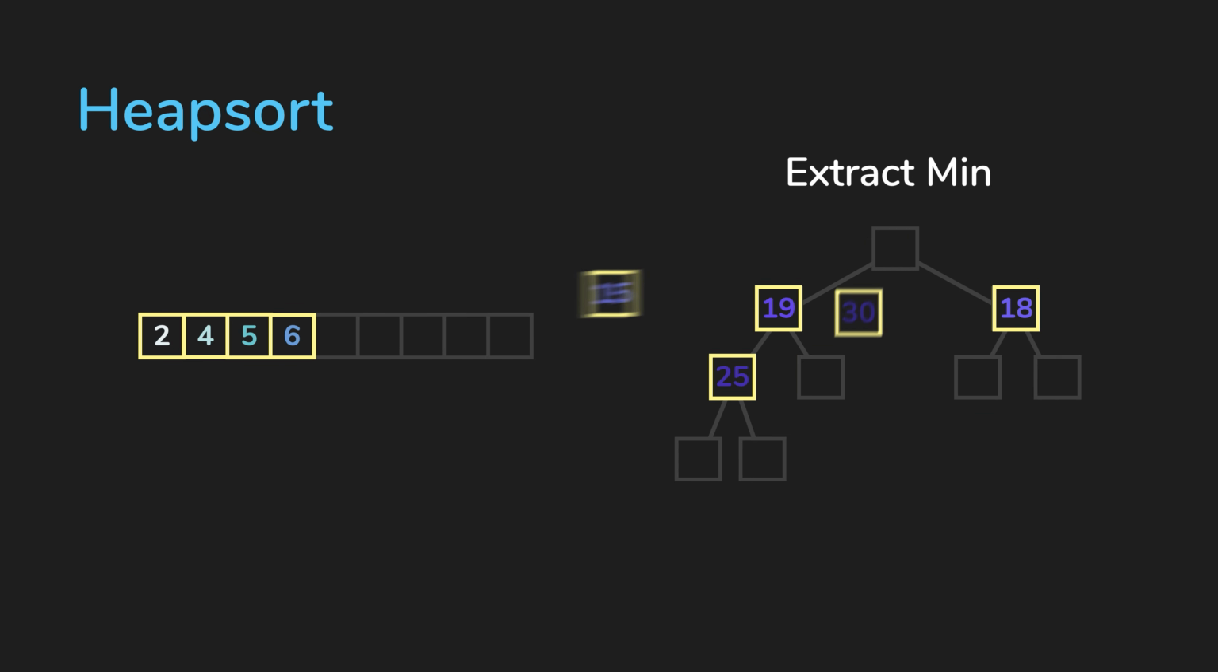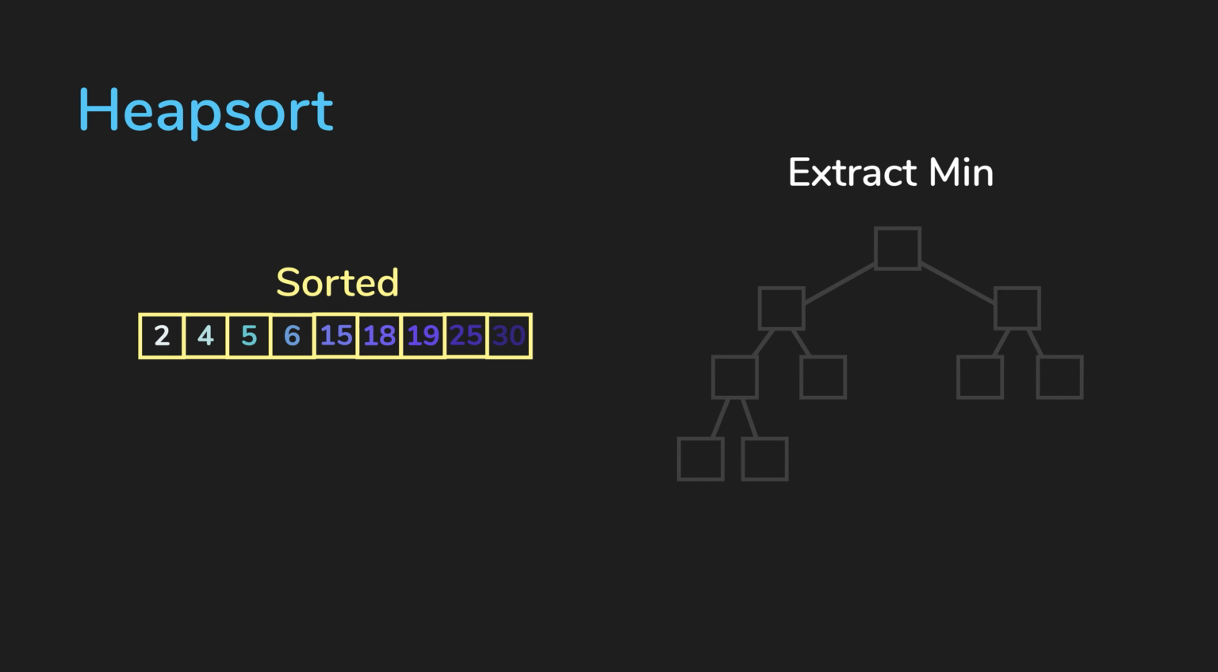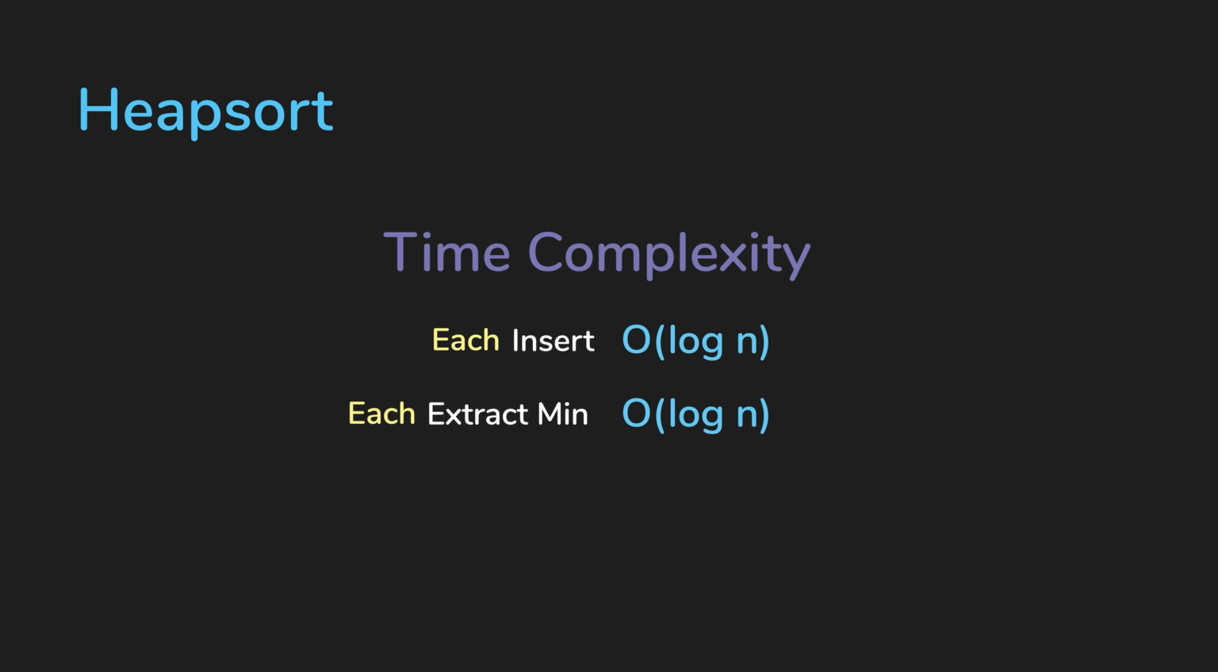Because of the property of the heap, you're always extracting the minimum every time, so you'll get your elements in ascending order. And because of the structural property, where the binary heap is guaranteed to be balanced, every insert and delete operation is O of log n time.